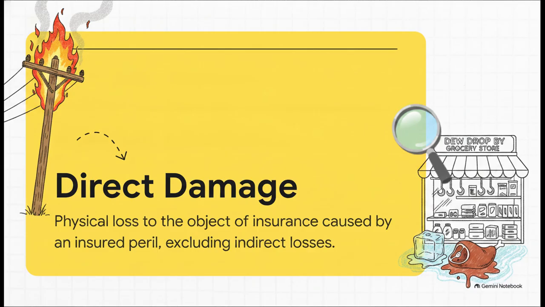well, that spoiled meat is an indirect loss. The fire directly burned the utility pole outside. That's the direct damage. The resulting lack of refrigeration causing the inventory loss, that's indirect or consequential. Because standard property policies only cover direct damage, unless the store bought a very specific endorsement for indirect losses, they are unfortunately completely out of luck.